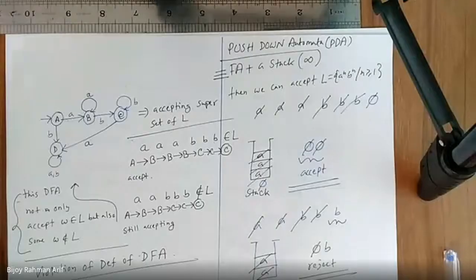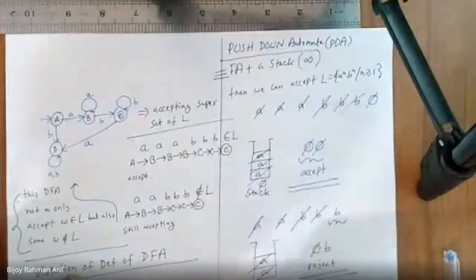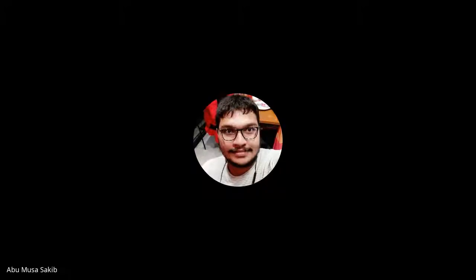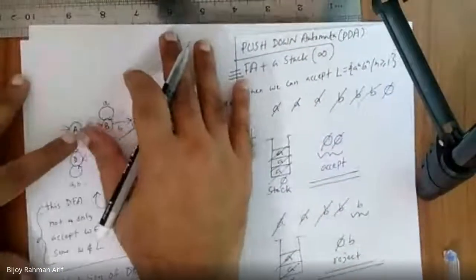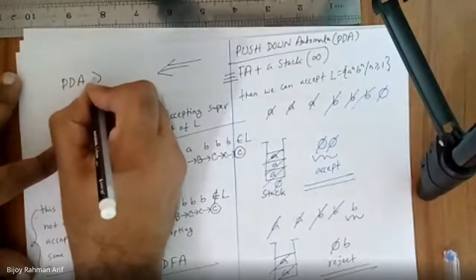Whenever a finite automata has some sort of stack, infinite stack, then we call it what? Push down automata, or PDA. And remember this: PDA is more powerful than finite automata. More powerful than finite automata.